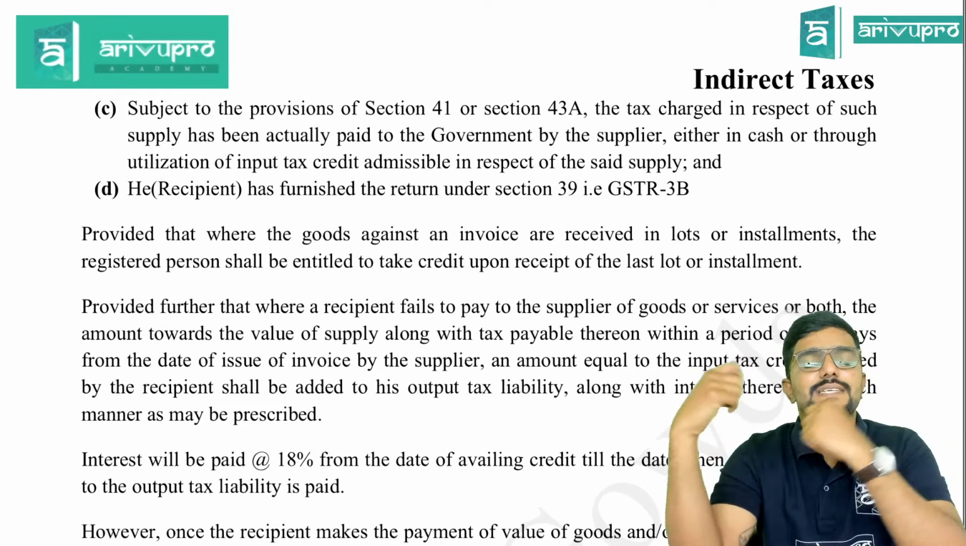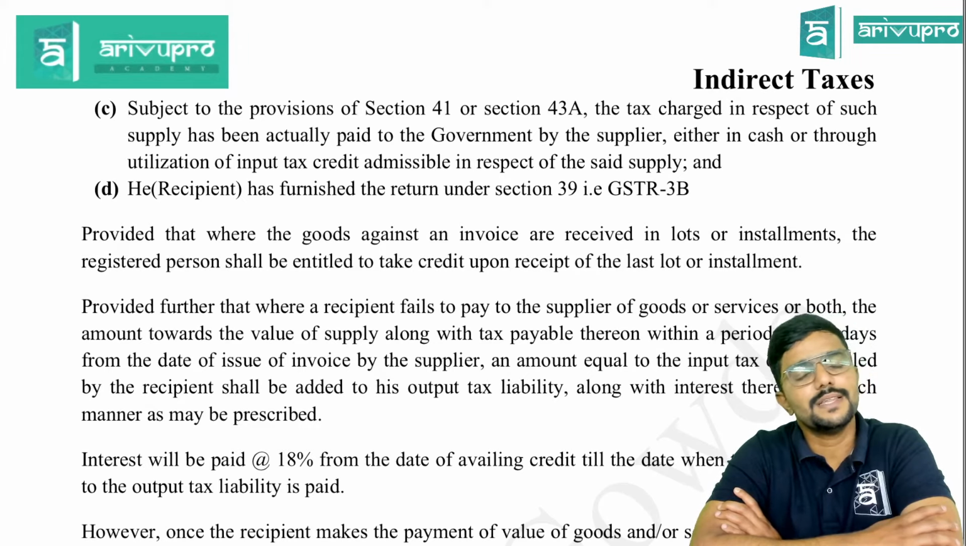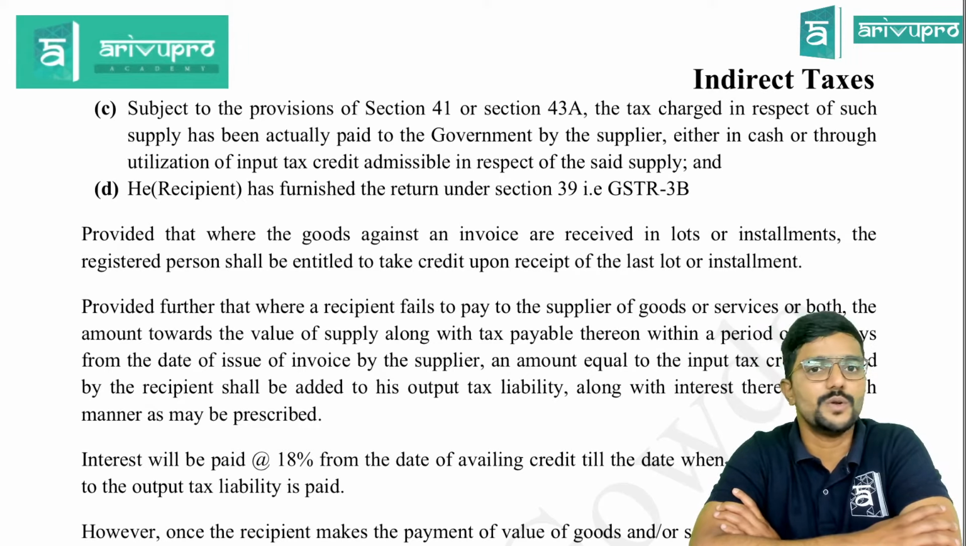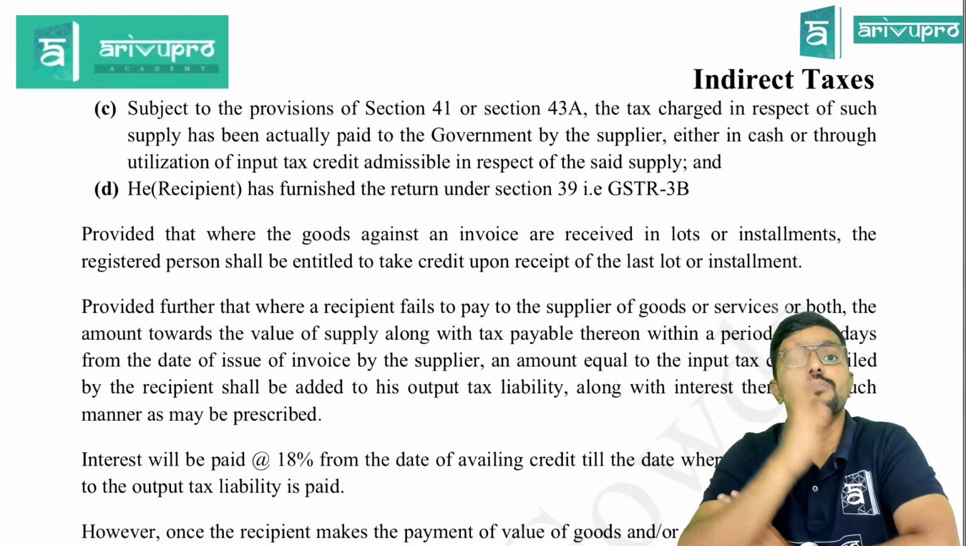Supplier has collected the tax from the recipient in the month of June. Okay. He has not deposited in the month of June. He has not deposited that amount in July, August. Can the recipient claim the credit? No, sir. So assume the supplier has deposited this tax somewhere in November.